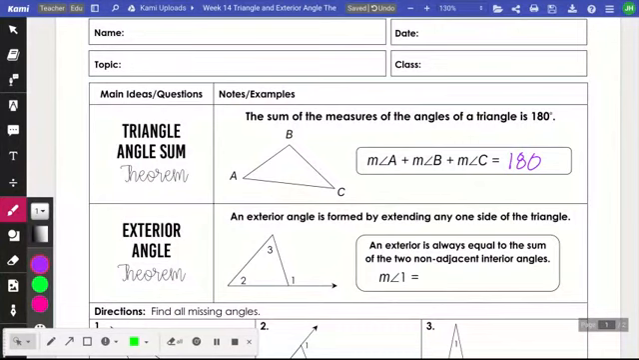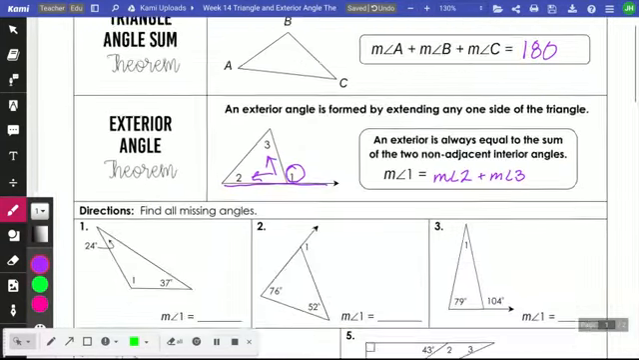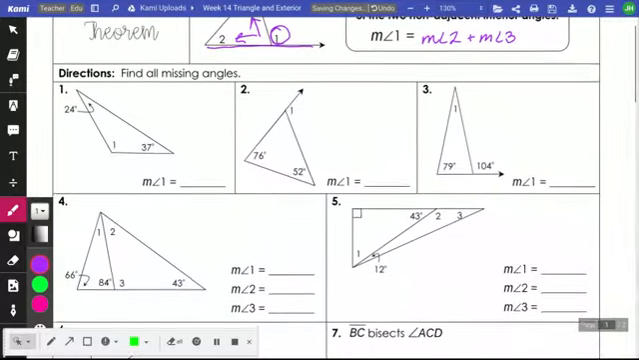All right, the next concept is the exterior angle theorem. And what it says is this exterior angle here, if I extend out an edge and it creates an angle, that exterior angle is equal to the sum of the two opposite interior angles. So the measure of angle 2 plus the measure of angle 3. Okay, so let's do some examples.